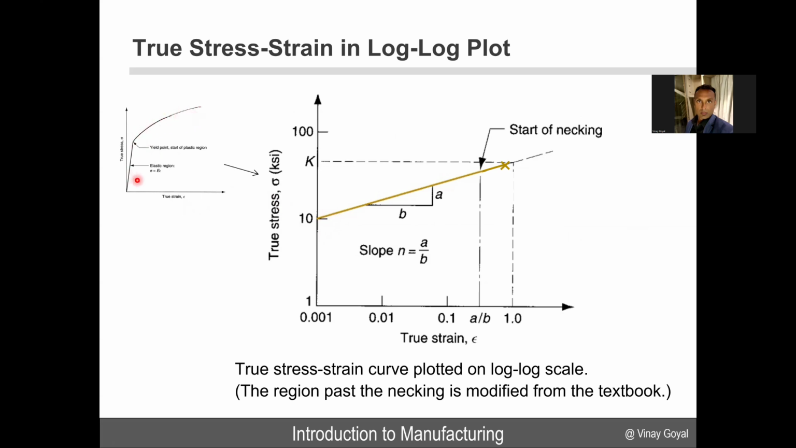Now, if I were to apply a log plot to this curve, then this curve here will become this straight line. And that slope, A over B, can be calculated. That slope here, n, can be calculated. So the region past the necking is where this typically will look like. The start of necking will be here, but it's interesting to see how this becomes a straight line.